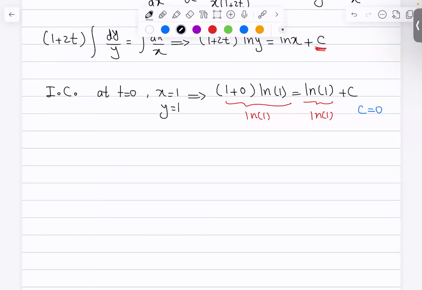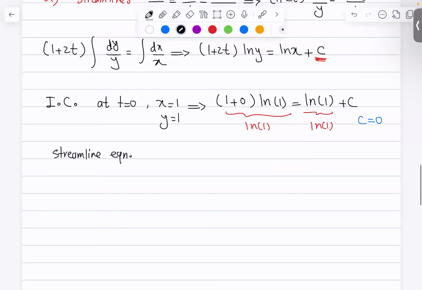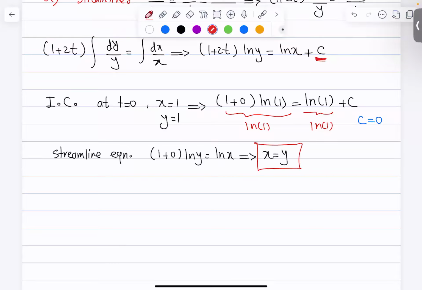And that just means that at time 0, the equation for the streamline is (1 plus 0) ln y is ln x, which is just another way of saying x is equal to y, or y is equal to x. Okay.